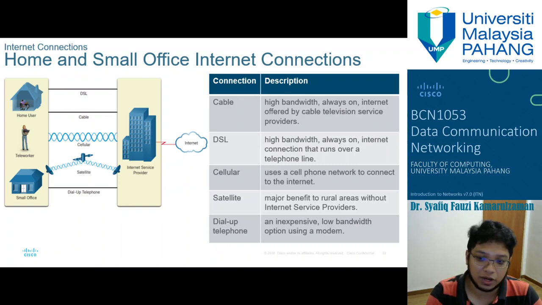Some of you who live in a big city, like Kuala Lumpur, or even in Kuantan, we have some areas that are provided with cable internet, which is fiber optic cable that has a higher bandwidth. You can use your internet in a more effective way. You can do a lot more things with that.